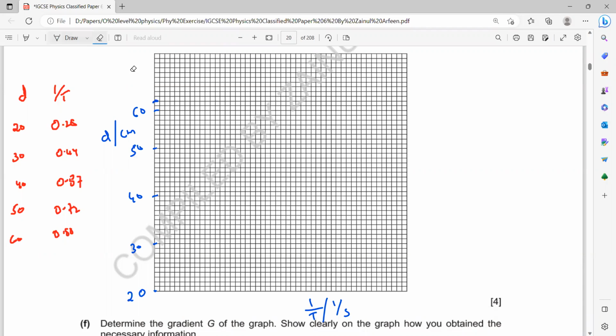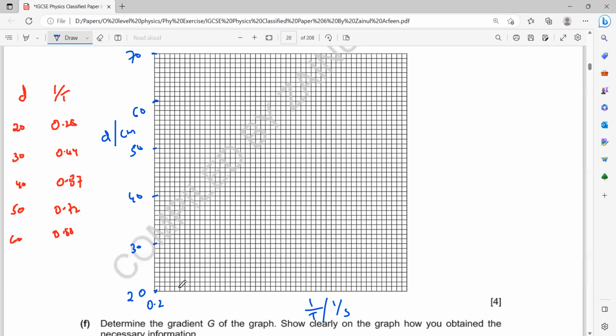This is 60. And the last one will be 70. So if they don't mention, you should start from origin. You can start with any number, the minimum value you can start with. And same thing for the x-axis. Example, if I start with 0.2, because the minimum is 0.28 and the maximum is 0.88.